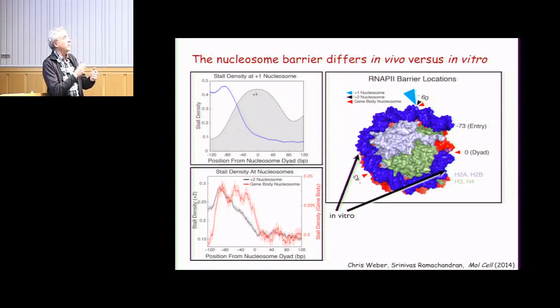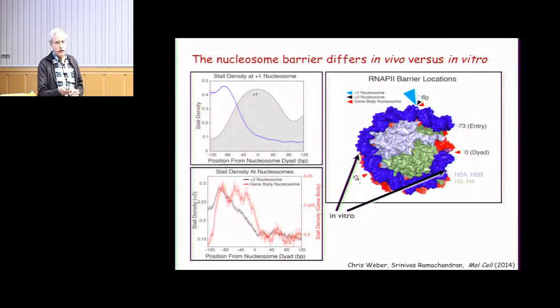Well, I told you in vitro it can't get through. You have to add something else to get in there. But in vivo, it's a very different place. Our interpretation is that this is where the histone-DNA contacts are the strongest, and that's why you see it in vitro. But in vivo, there's a lot going on there that's allowing RNA polymerase to get through this barrier.